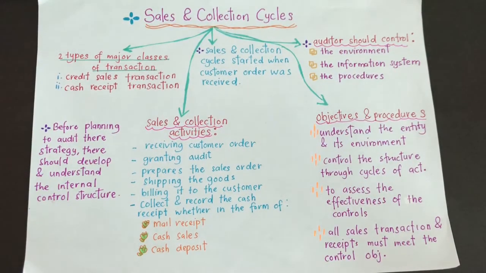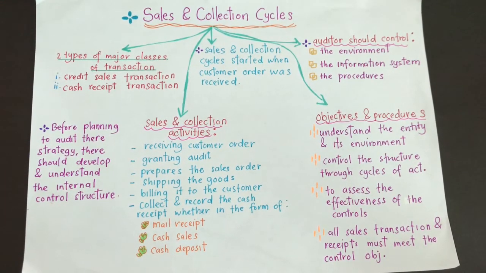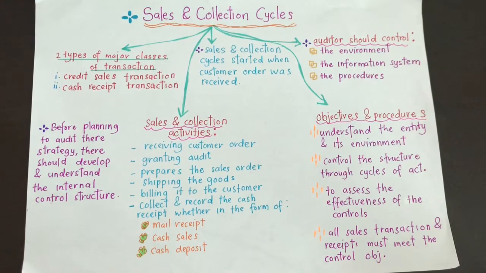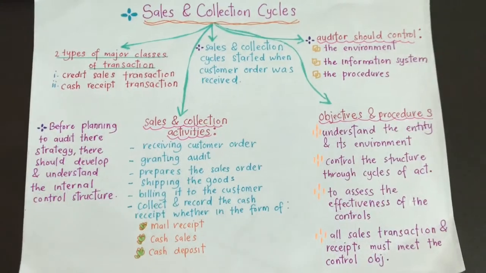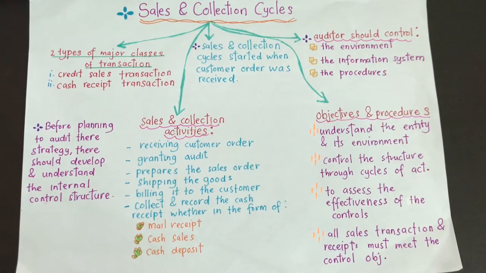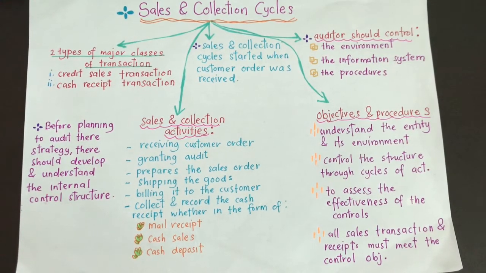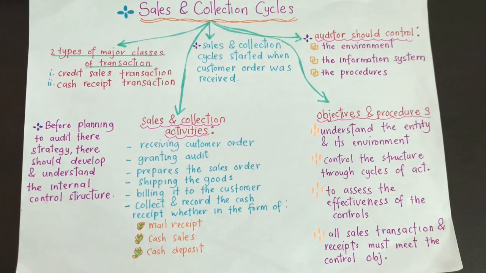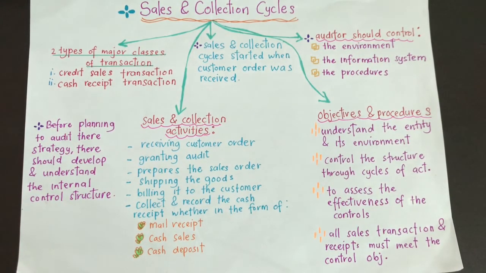Sales and collection cycle. There are two major classes of transaction, which are credit sales transaction and cash receipt transaction. This sales and collection cycle starts when a customer order is received. Before planning their audit strategy, the auditor should develop an understanding of the internal control structure. The auditor should consider the control environment, the information system, and the control procedures.